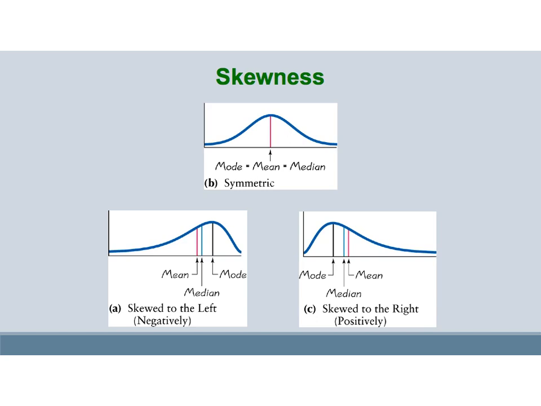If it's skewed to the right, the high outlier is pulling the mean to it, so the mode is your lowest number, then median, then mean. Mode is always wherever the highest point in the graph is.